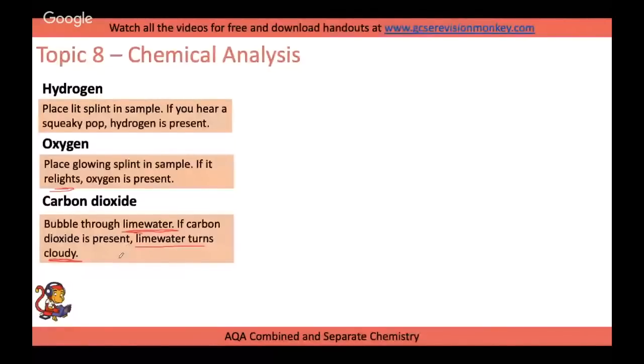The final one, chlorine, got to get this correct, bleaches damp litmus paper. Okay, so that's the test for chlorine. You might have touched upon that when you did electrolysis in paper 1.